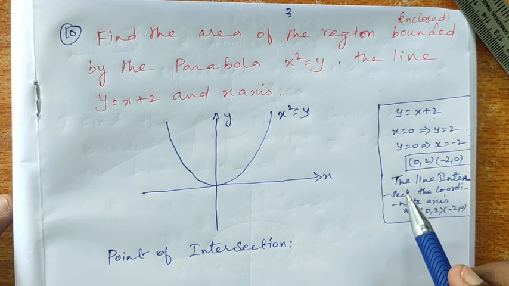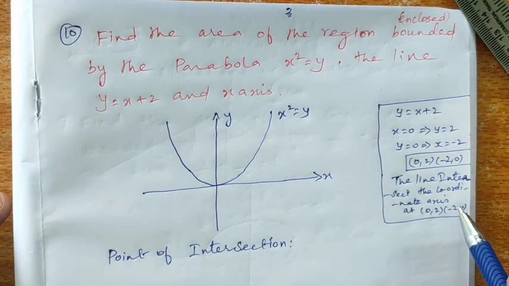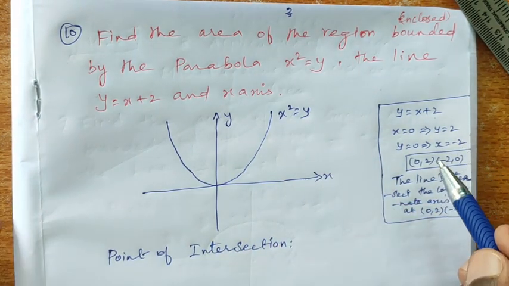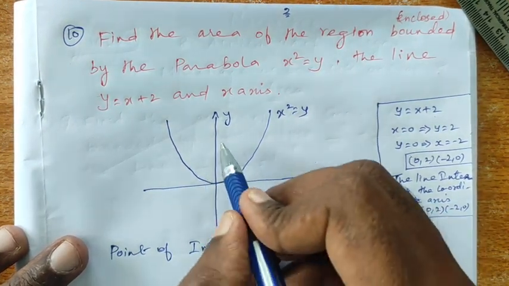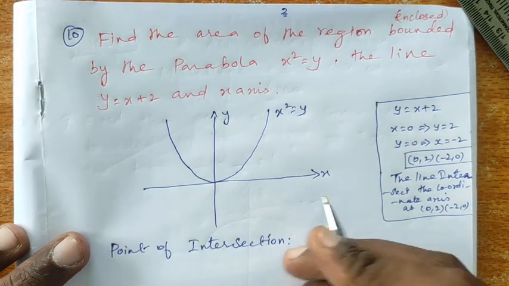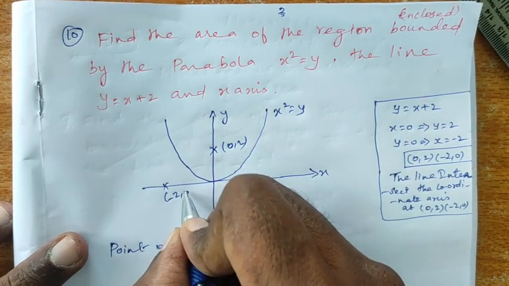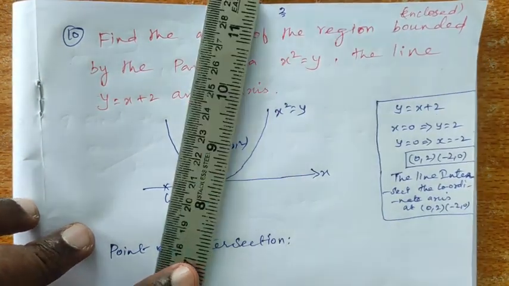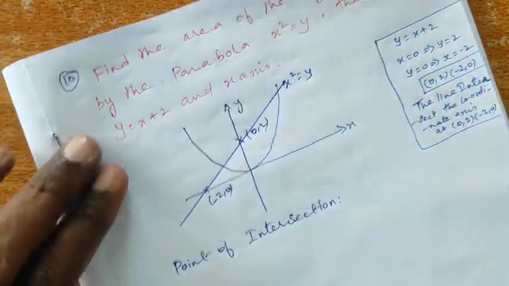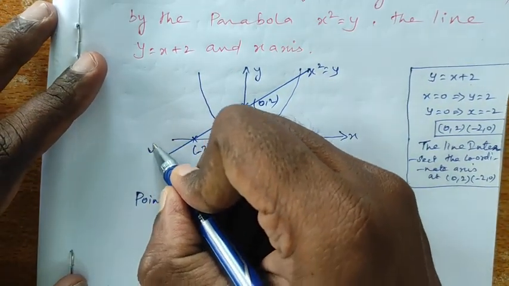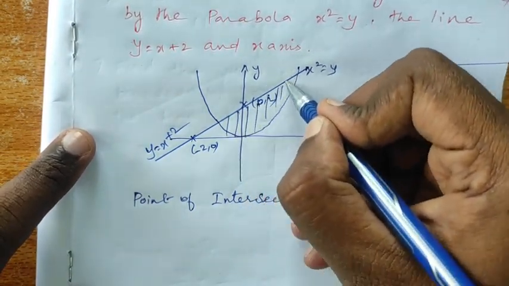These are the points where the line intersects the coordinate axes. Okay, now it's our duty to draw the line. So listen here, 0, 2 and minus 2, 0 are the points of intersection of the line with the coordinate axes. Now we can draw the line. So now this line is y is equal to x plus 2. So now we have to find the area of this shaded portion.